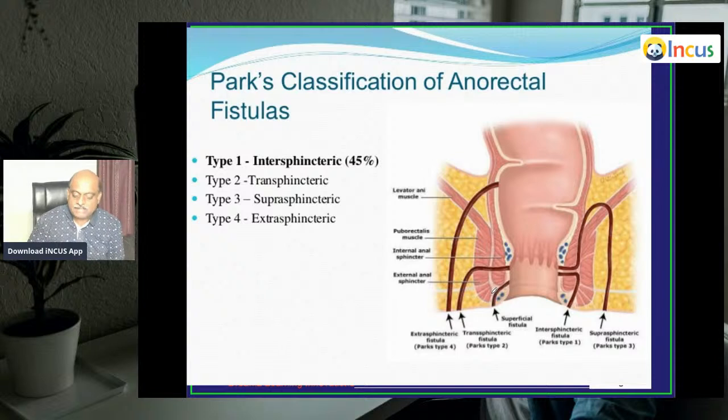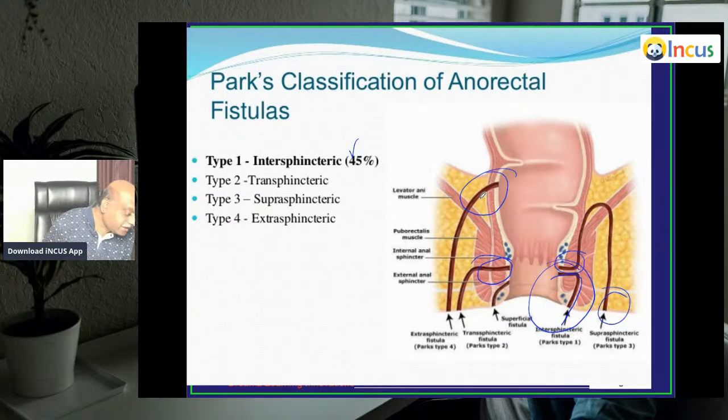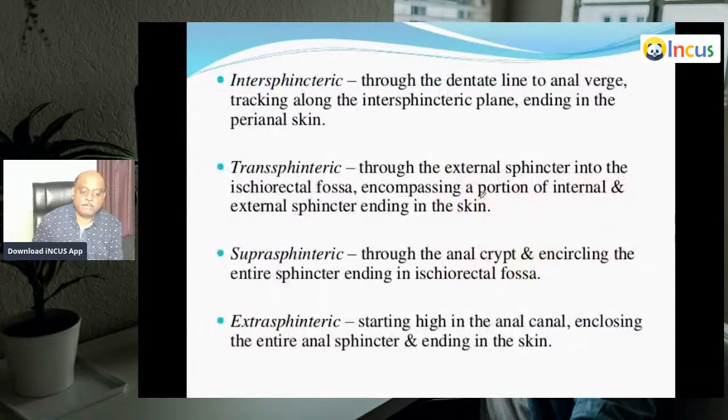Type 1 is basically called the intersphincteric. So if you look at this, intersphincteric, this is the most common type, 45% of cases. Then type 2 is called transsphincteric. And type 3 is called suprasphincteric fistula. And type 4 is called extrasphincteric fistula. So that is how the Parks classification is what you need to remember.